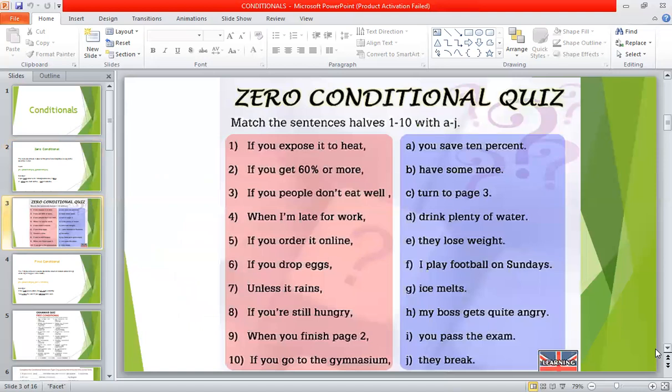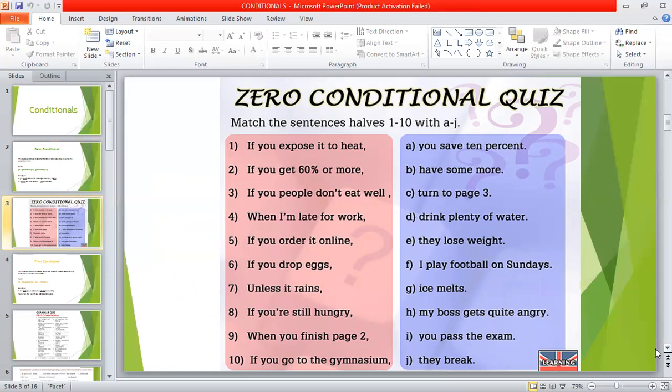Here are some examples. This is to match the two halves of the sentence. This is a nice exercise. For example, if you expose it to heat, so this is a part of the sentence. This is the first clause. And by the way, we can put this clause, the if clause, in the middle of the sentence.